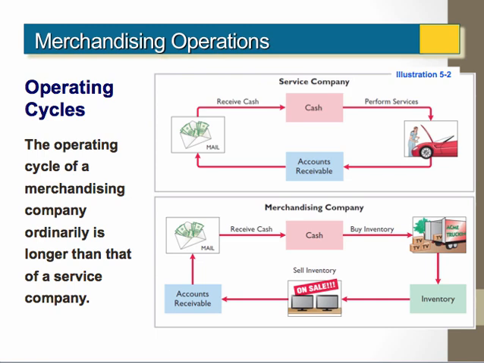So in a service company, we would talk of an operating cycle where we take our cash, perform the services for our customers, we bill our customers in the form of accounts receivable, and then we receive the cash from the customer. In a merchandise company, we have several new steps in that we start with cash to buy inventory. We take the inventory and then we sell it to our customers, and then we bill the customer to receive cash. Typically, a merchandise company takes longer from the point of using their cash to getting the cash from the customer.